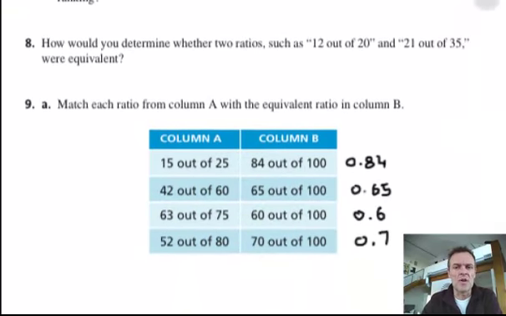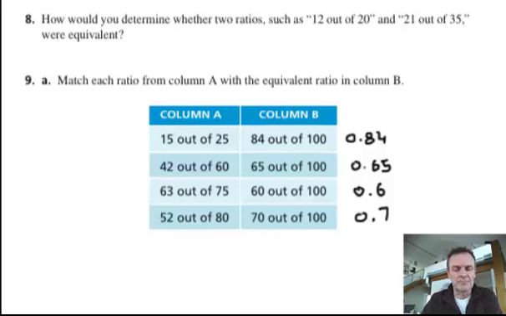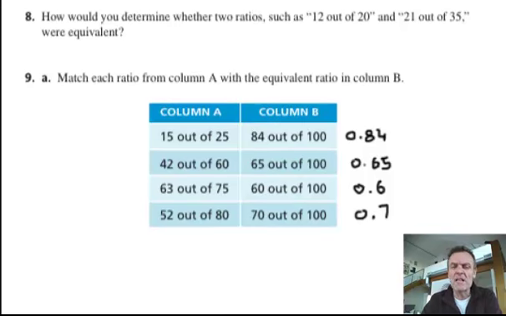So, have a look at this column here. Column A and column B. What we're saying here is we've got to match column A to column B. If I write column A as a fraction, that first one is 15 out of 25. So I look at column B and I go, is it 84 out of 100? Is it 65 out of 100? Is it 60 out of 100? Well again, I'm not sure really.